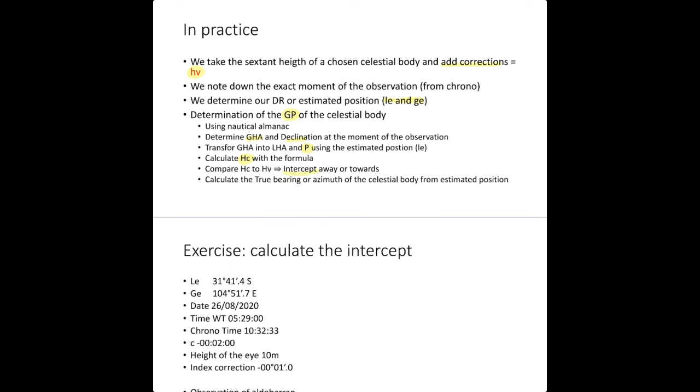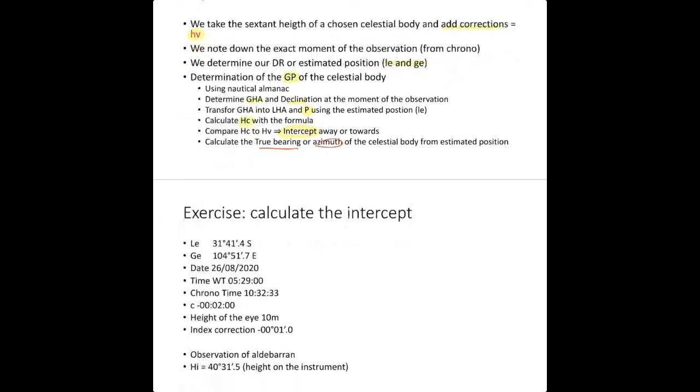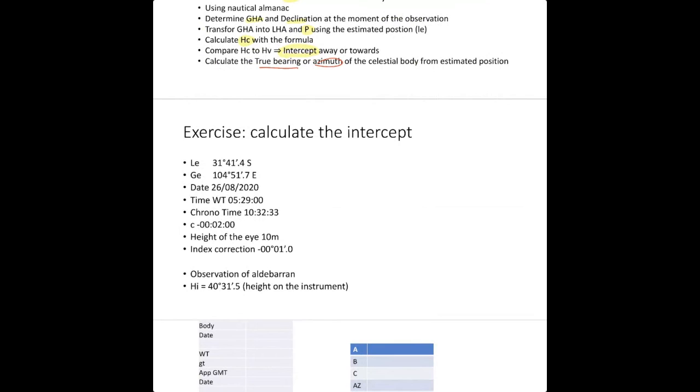And then the last thing to do is to calculate the bearing or the azimuth of the celestial body, because then we will know where, in which direction, away or towards, along the azimuth line, we will have to mark the intercept. And then if we find the intercept, we will find the line. We will know where to position the line of position. Okay, so voila. Now, let's do an exercise.